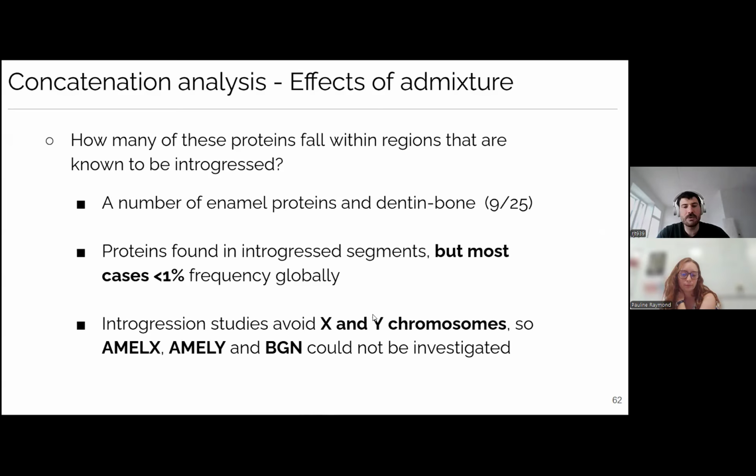And unfortunately, we could not look at amelogenin X and amelogenin Y or BGN because these are on the X and Y chromosomes, which in a lot of these genome-wide scans, they avoid the Y chromosome or the X chromosome. The Y chromosome is avoided because we have no data that show that the Y chromosome has introgressed in any modern humans from archaic humans. And the X chromosome has some technical difficulties with inferring introgressions. So most studies actually avoid these 2. So this is why we have 25 and not 28 proteins here.